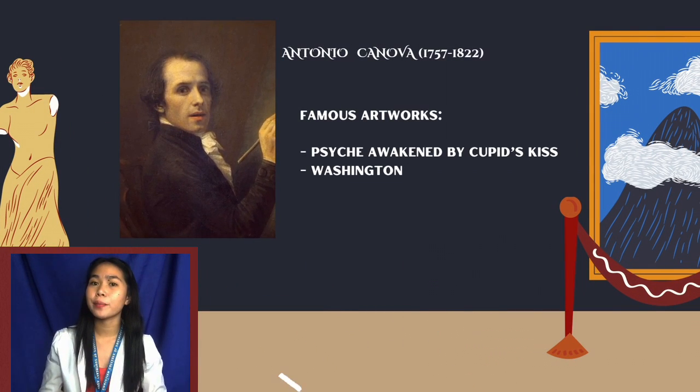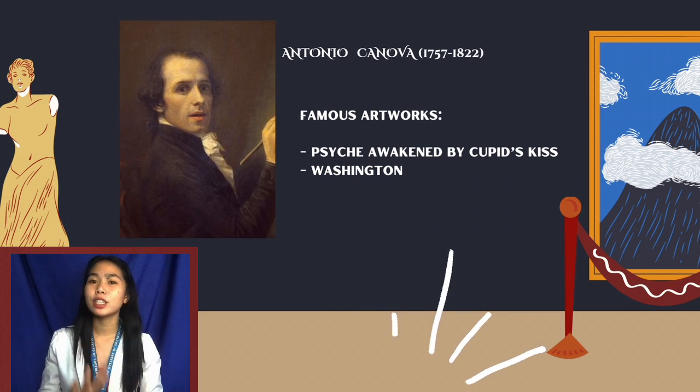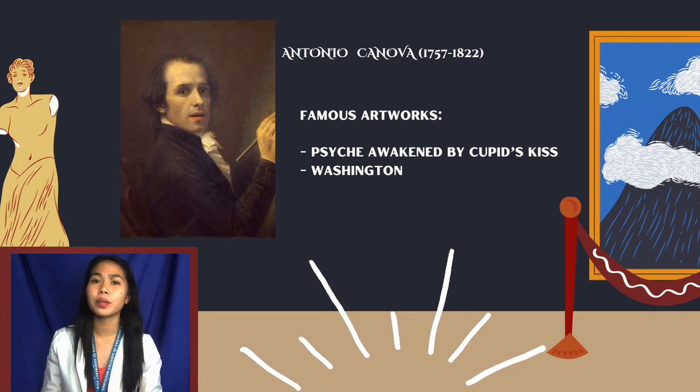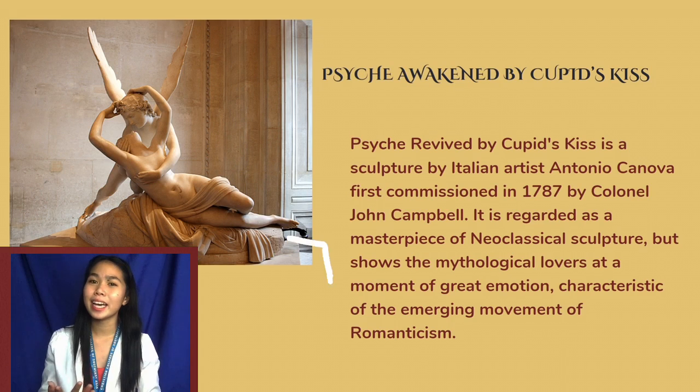He was a prolific Italian artist and sculptor, so he became famous for marble sculpture, and two of his famous artworks are Psyche Awakened by Cupid's Kiss and also Washington. So let me discuss first the Psyche Awakened by Cupid's Kiss.